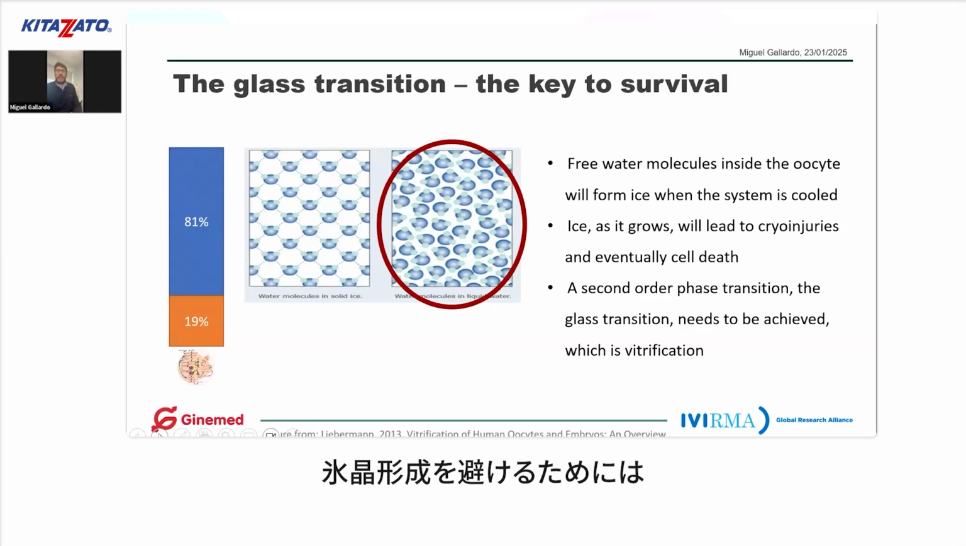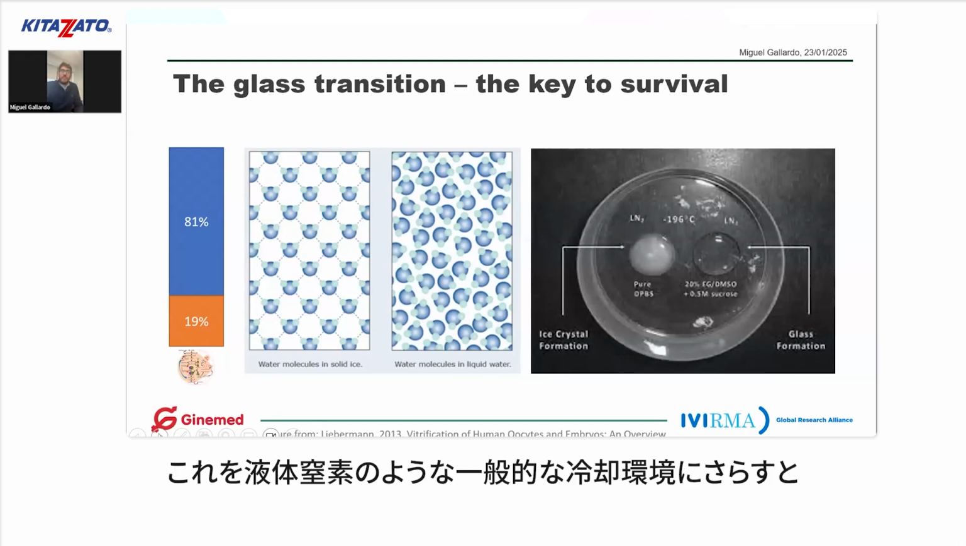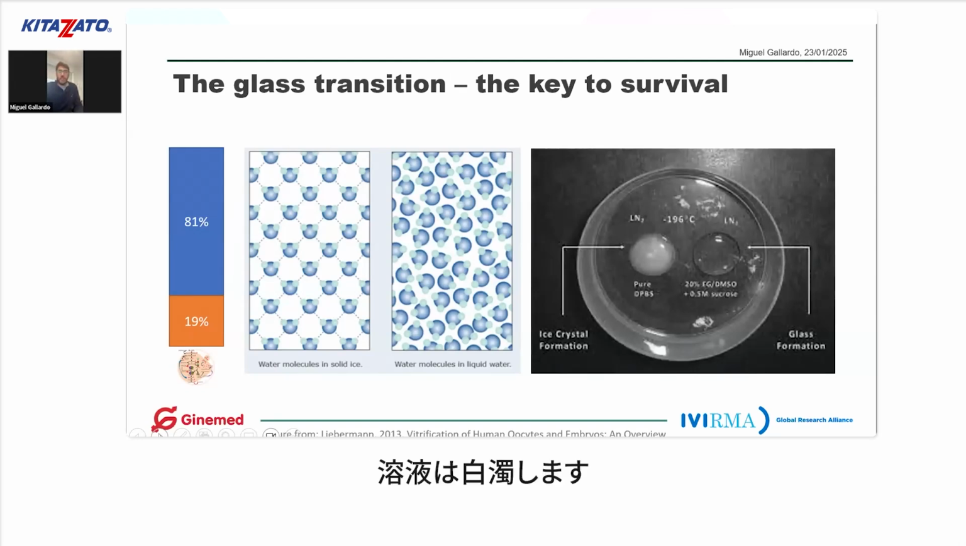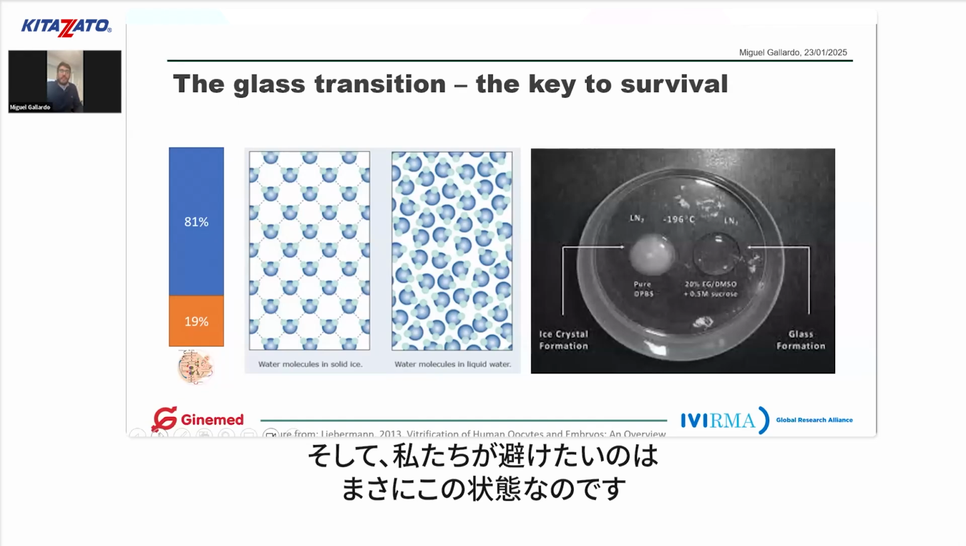So to avoid this ice formation, we need the classic second-order phase transition that we all know and love, which is the vitrification, the glass transition. If you go to the next slide, you will see a classic image by Lieberman: a saline solution, if we expose it to our typical cooling agent, which is liquid nitrogen, is going to turn opaque. This is because it's telling us that the water molecules in that solution have formed the crystalline structure, and that's what we want to avoid in the oocytes.